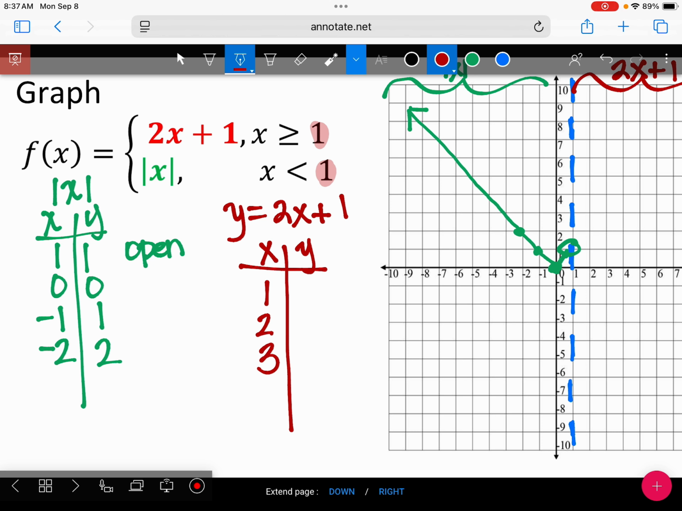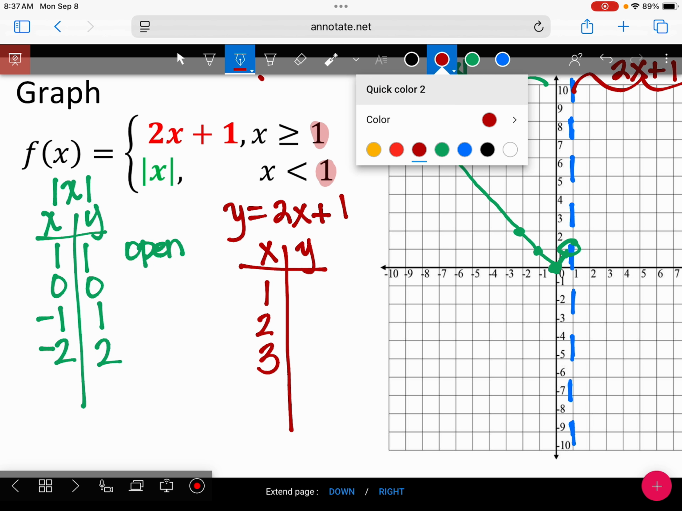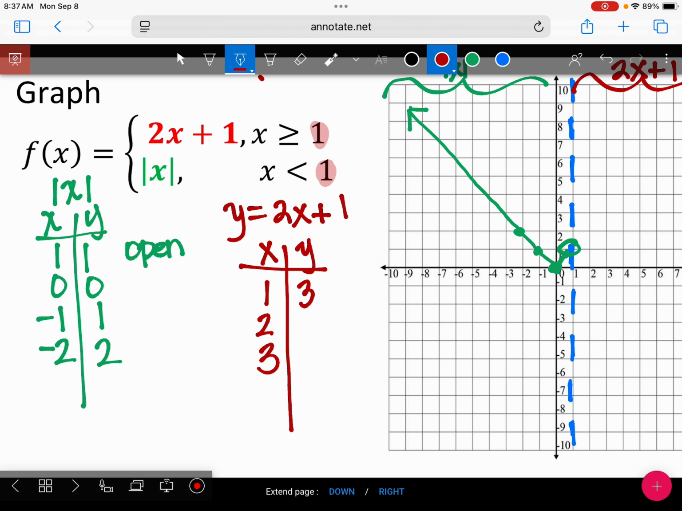Now for her, because she has the equal sign, everything is closed. All of her points are closed. She has no open points. So what would that be? 2 times 1 is 2, plus 1 is 3, and then that would be a 5, and then that would be a 7. So 1, 3. This is her.